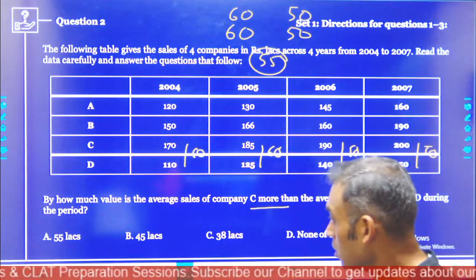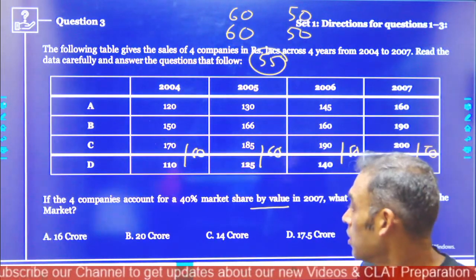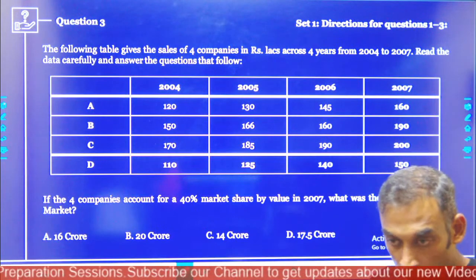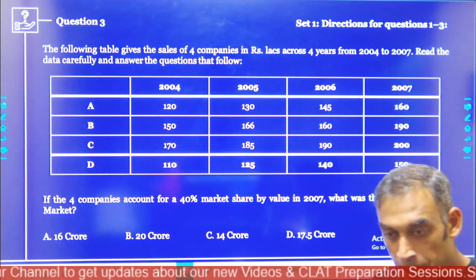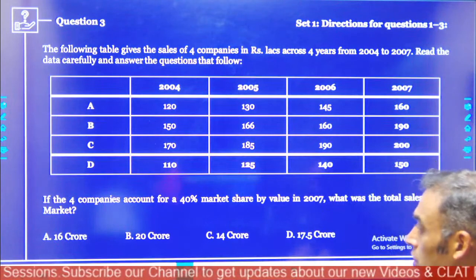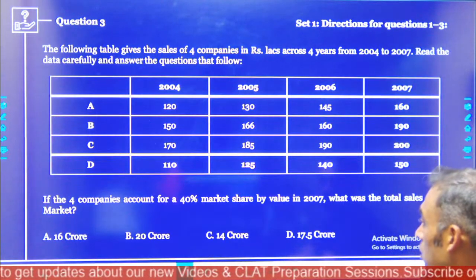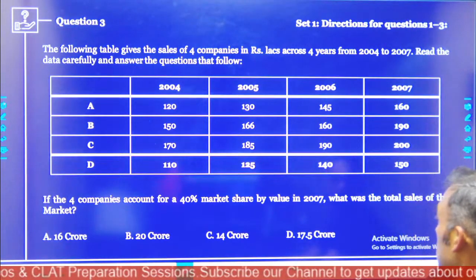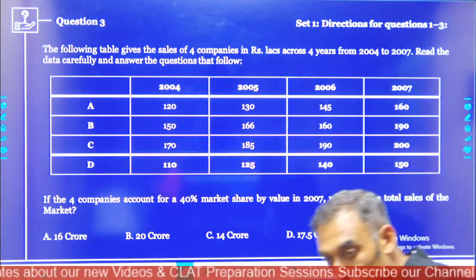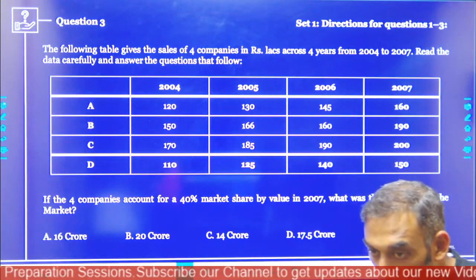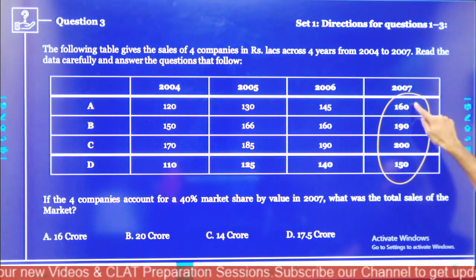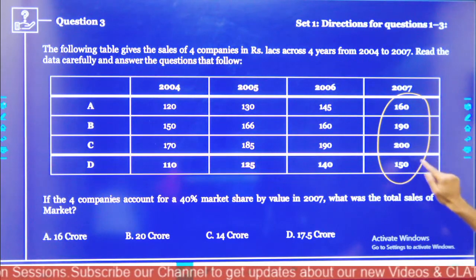Okay, the next one. Again, let's figure out a shorter way of dealing with this question. Four companies account for 40% of market share in 2007. What was the total sales of the market? So we're talking about the year 2007, right? Let's add all of them here. So that's 350, 550 and 700. So we are looking at 700.